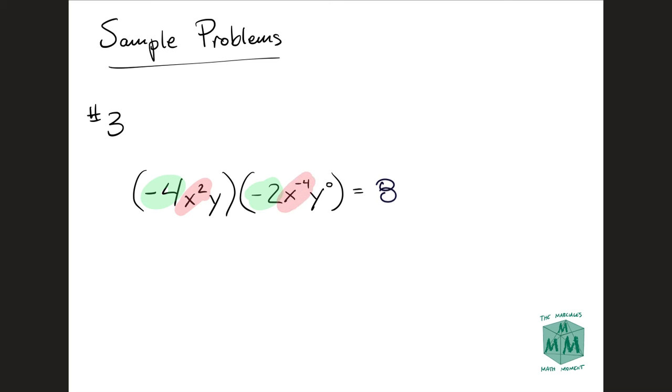I have x squared and x to the -4. Well, x squared times x to the -4 is going to give me, for my exponents, x to the 2 plus -4. And then my y is a y to the 1 and a y to the 0. If you see a variable and there's nothing there, it's implied that it's a 1. So that gives me y to the 1 plus 0. Let's simplify this. I have 8, and then 2 minus 4 is x to the -2 and y to the 1.